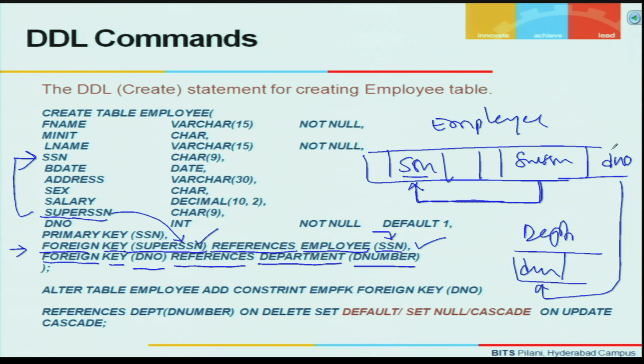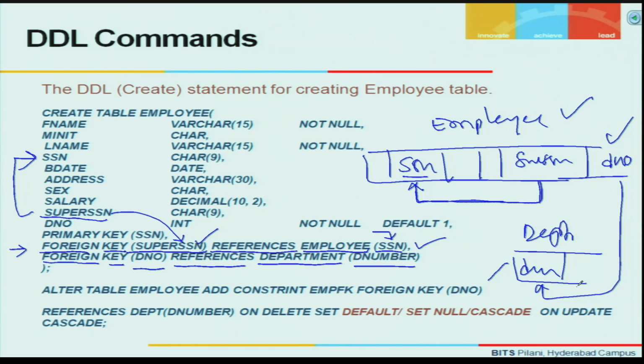This is how we can specify the foreign keys and then primary keys. Sometimes what happens is, if you carefully observe, there are two tables, employee and department. There are certain foreign keys. Of course, super SSN is self-referential, that is, it is referring to the same table. But the DNO in the employee table is referring to the department table. Now, which is the parent table and which is the dependent table? Department is the parent table, which is referenced by some foreign key in the employee table.